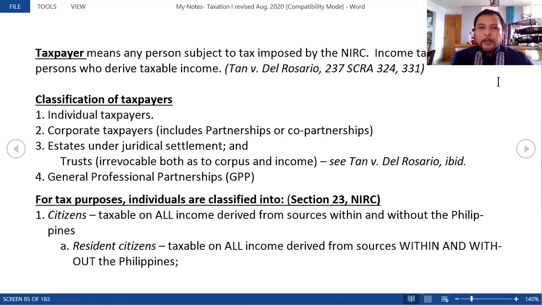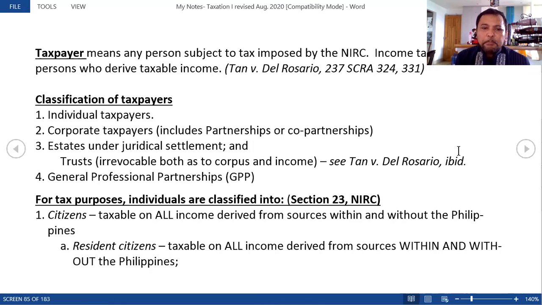Okay, who is a taxpayer? A taxpayer is any person subject to tax imposed by the tax code. Income taxpayers are persons who derive taxable income. Once you have a work, or a job, or a business, or you're generating income, you become a taxpayer. Now, there are classifications of taxpayers. First, the individual taxpayers, these are persons. Then we have corporate taxpayers, which include partnerships or co-partnerships. Then estates under judicial settlement. I already explained that. And trusts, irrevocable both as to corpus and income.